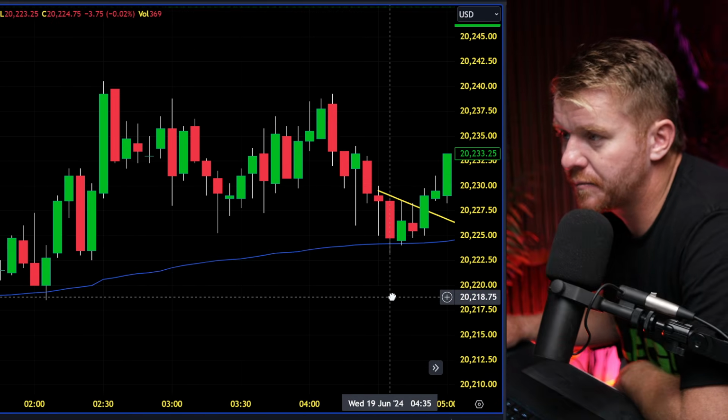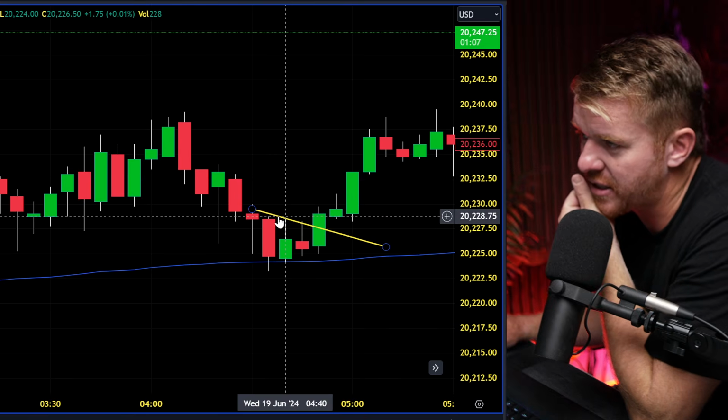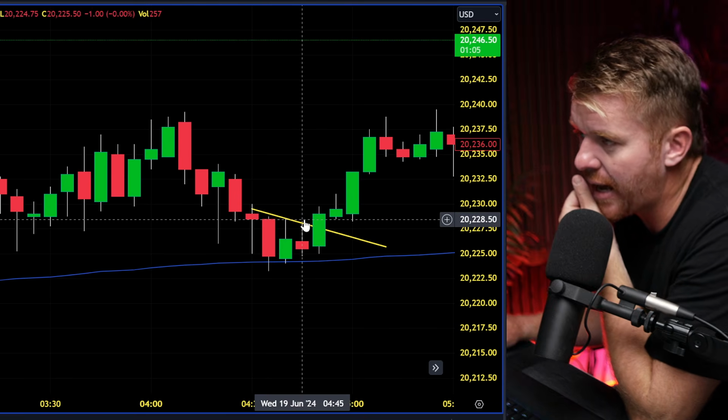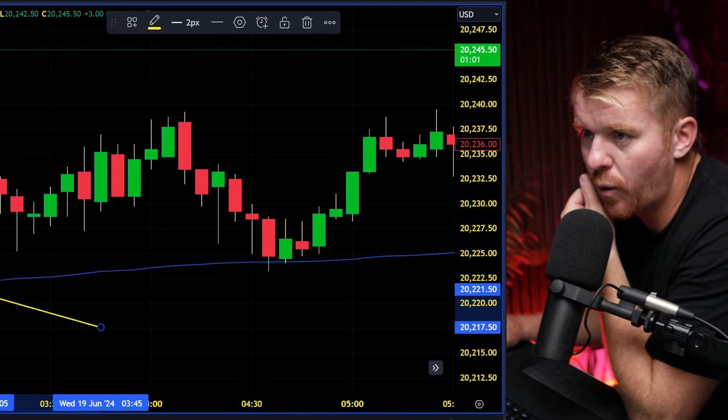If I'm looking at the 5 minute chart and the smaller time frames, I can see there's resistance there at 228, 228.50. We break through the 228s, and guess what?